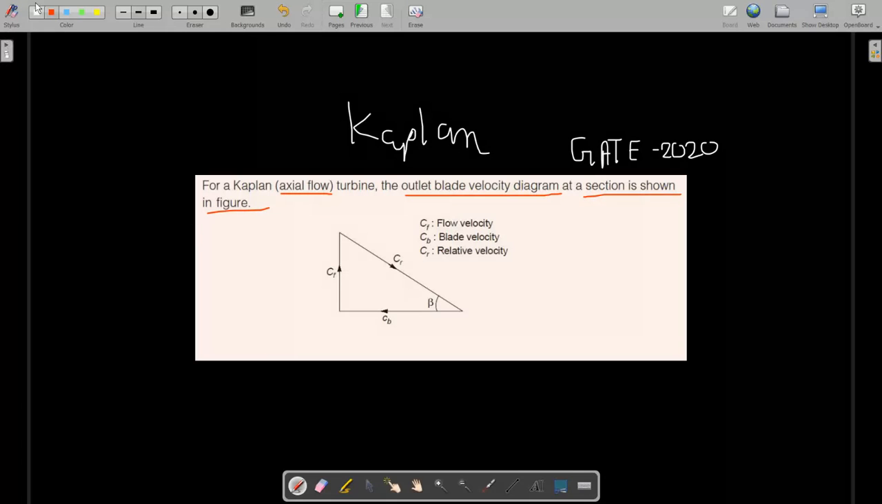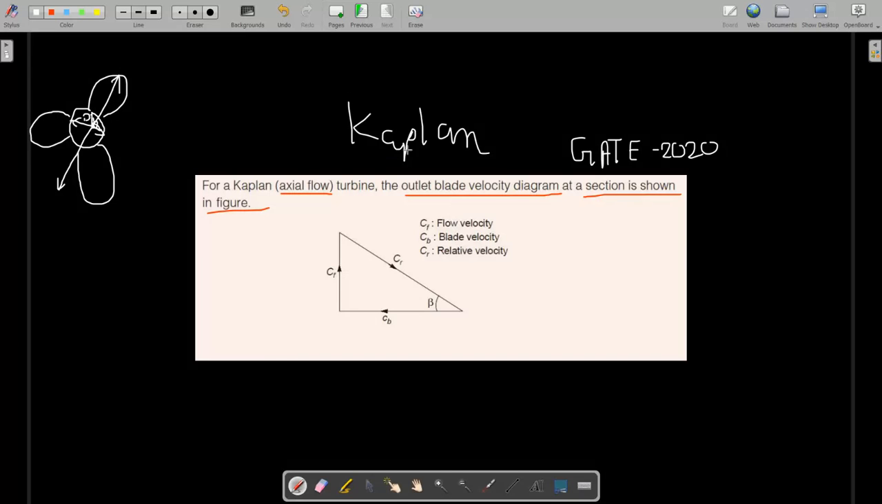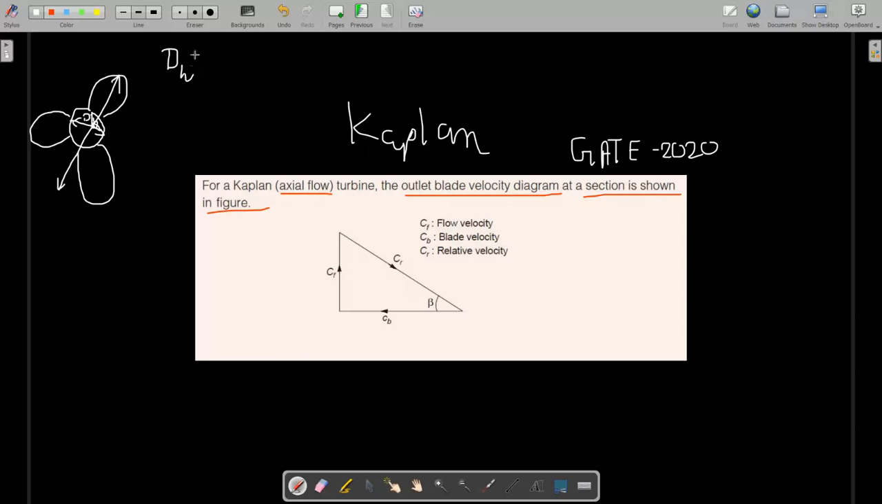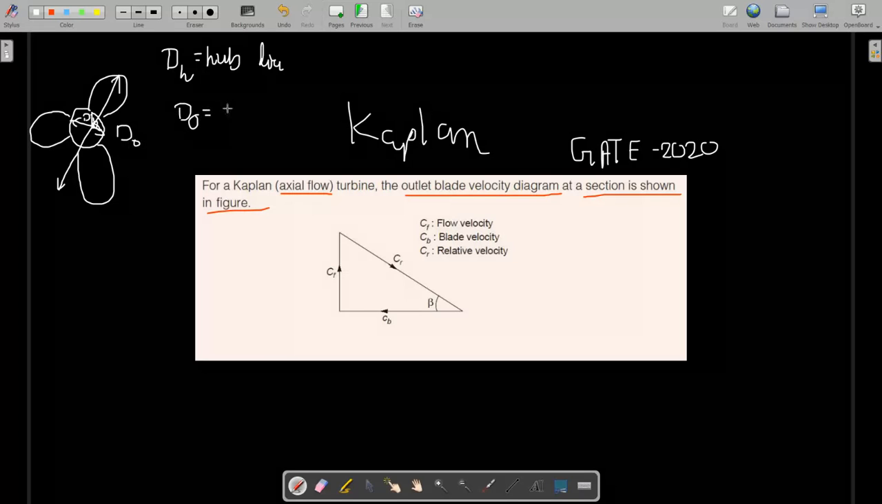So first of all, let me draw you the top view of the Kaplan turbine. This is the hub and these are the blades. This is just a rough diagram for your understanding. So this is your hub diameter, and this will be your out to out diameter. Sorry, I'm writing here DH, it is equal to hub diameter, and capital DO, that is outer diameter including blade.